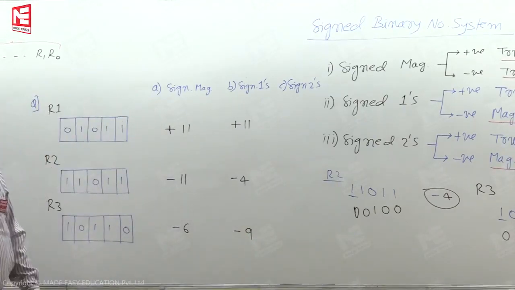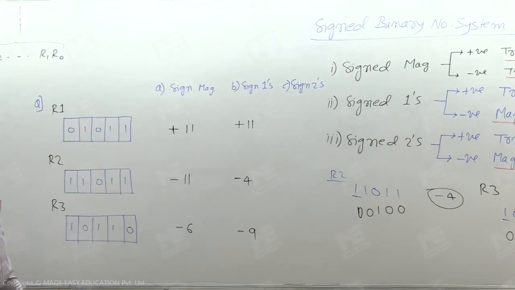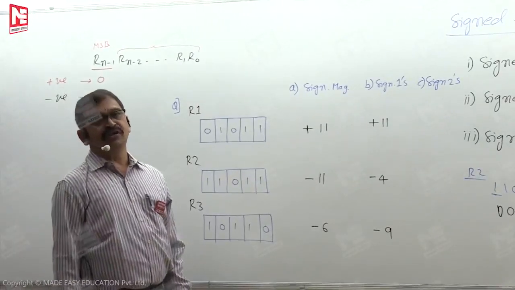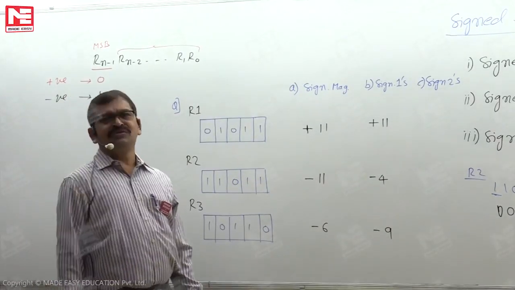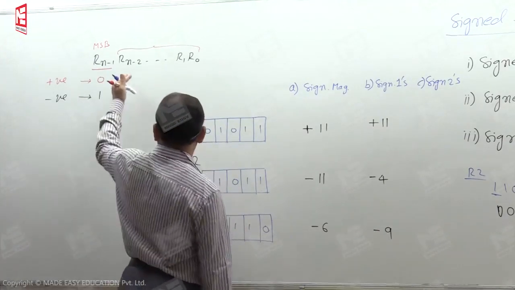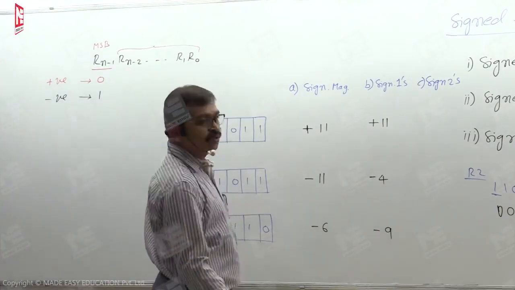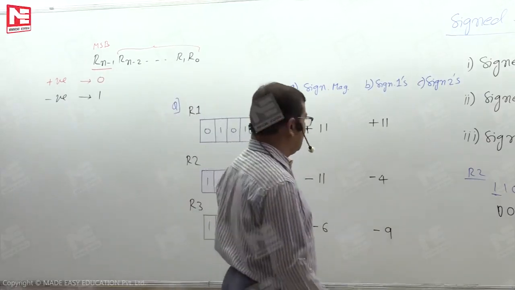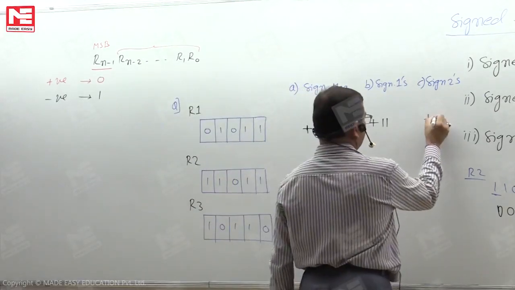Similarly, assuming the stored data is in sign 2's complement notation, for register R1 there is no change because the number is positive. The remaining bits, Rn minus 2 to R0, refer only to true magnitude. Hence it is only plus 11.